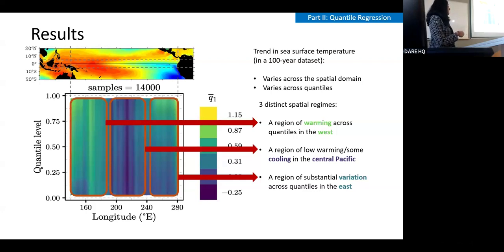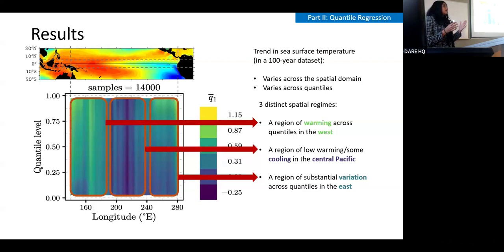In the Central Pacific, we found that the warming was quite slow, or even that there were a few places where there was a bit of cooling. And at the right of the picture, in the East Pacific, we found there was significant variation across the quantiles. And this makes sense because this is the part of the ocean where you expect the most El Nino activity. So you can see right here at the top, this is sort of in shades of light green and yellow. And if you look right at the bottom near the lower quantiles, you get shades of dark blue.